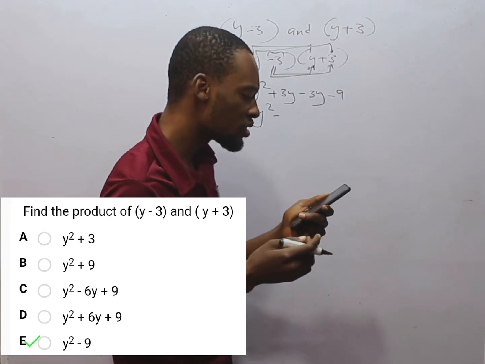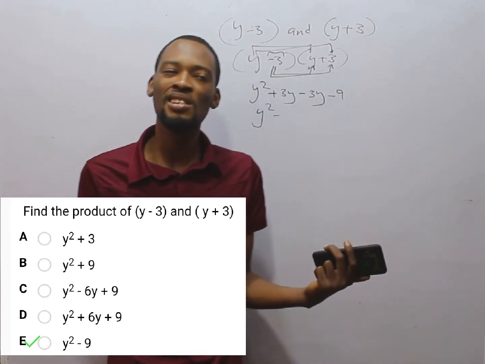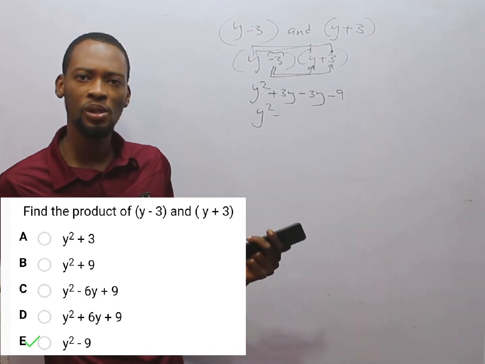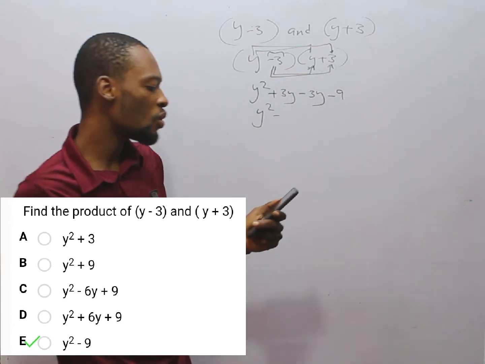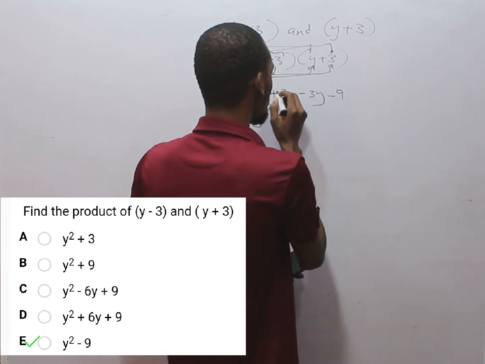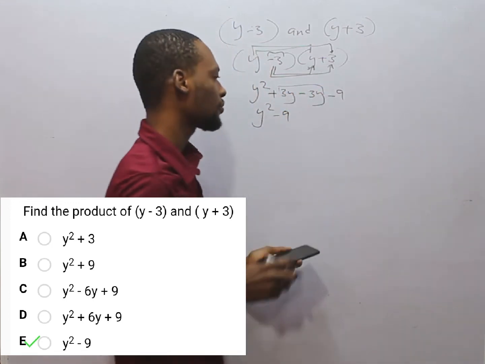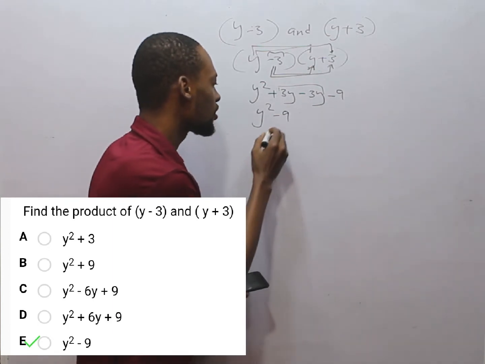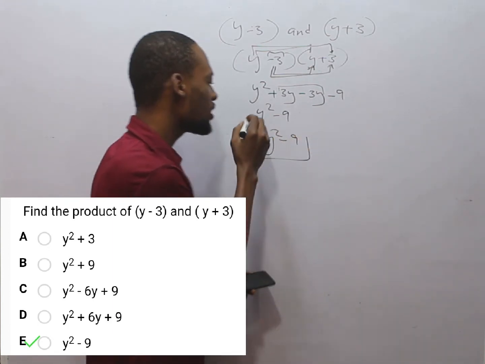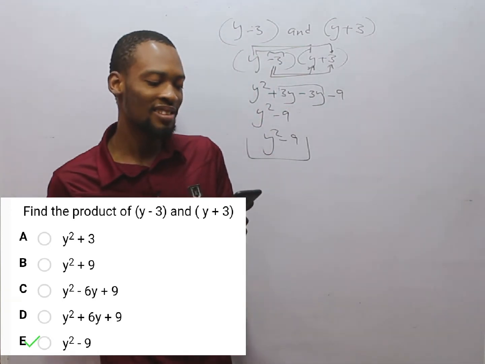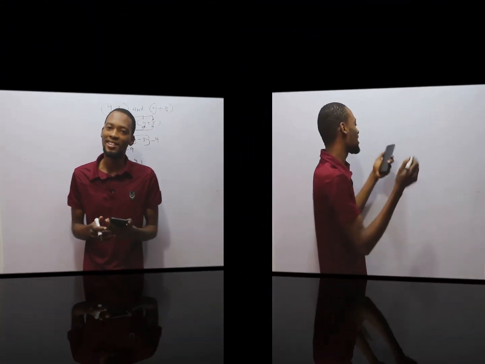Plus 3 simply means you have 3. Minus 3 means you are owing 3. So if you have 3 and you are owing 3, it simply means you have 0. You've paid exactly what you owe. So you are simply left with, here is 0, here is minus 9. So y squared minus 9 is simply the result of multiplying y minus 3 and y plus 3.